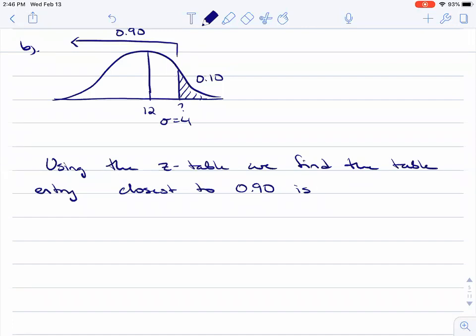So 0.90, scanning here. It's between 0.8997 and 0.9015. You can just use your calculator to figure out which one's closest. In my mind, when I look at 0.9015, I call it 15 away. I don't know, that's how my mind works. You can do actual math if you want to. And then 0.9 minus 0.8997 is only 3 away, right? So that's the closest one, 0.8997.